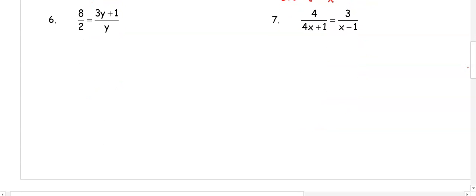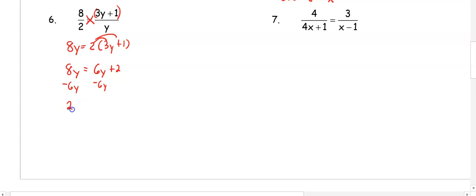In number 6, when we cross multiply, we would have 8y equals 2, and we're going to put this in parentheses, so times 3y plus 1. We need to distribute the 2, so we get 8y equals 6y plus 2. We can subtract 6y from both sides, so 2y equals 2. And then we can divide by 2, so y is 1.